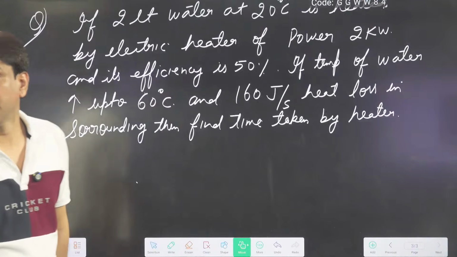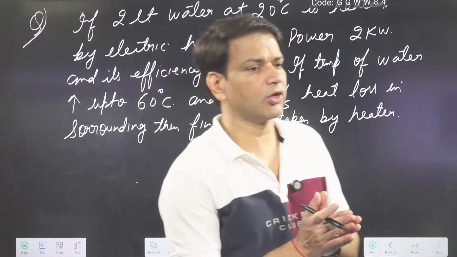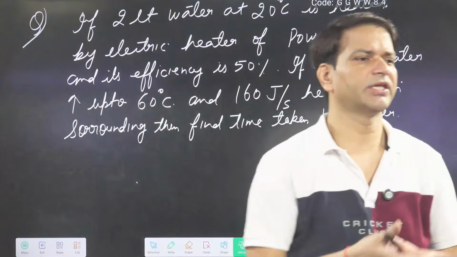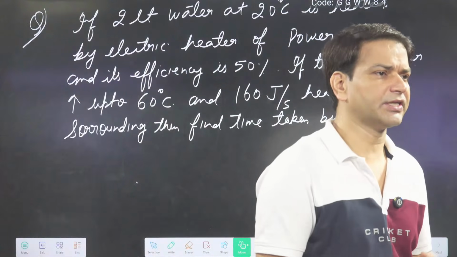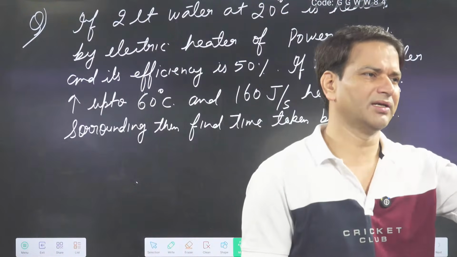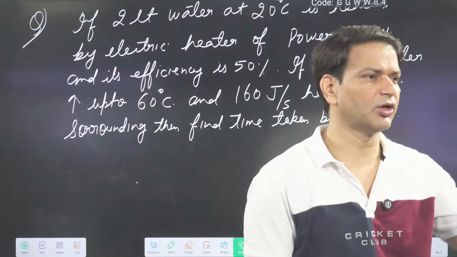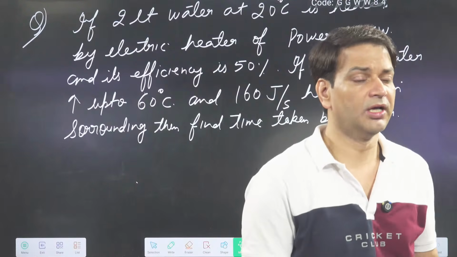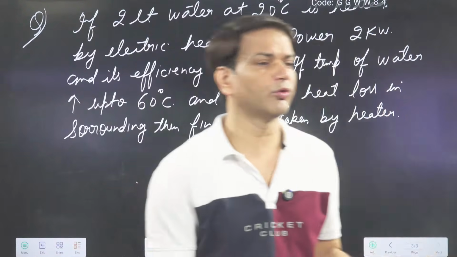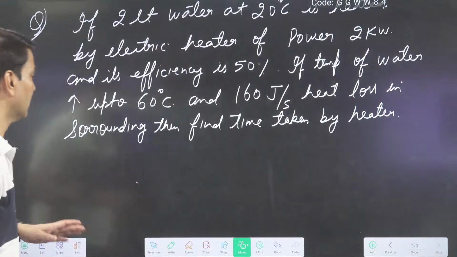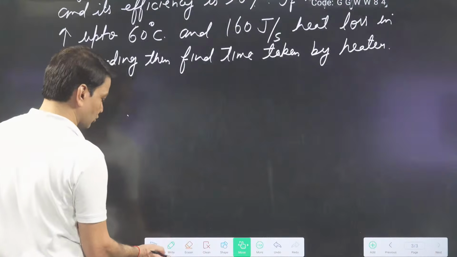Now listen first. What is the power of the heater? The power of the heater is 2 kilowatt. But one thing, I gave the efficiency. Efficiency is 50%, which means internally some energy is getting lost, 50% of the energy. So what is the useful power? The useful power is only 50%. So first, suppose I am saying, what is the useful power?